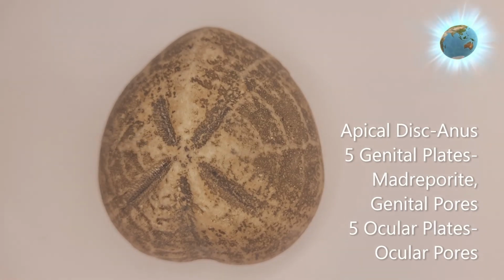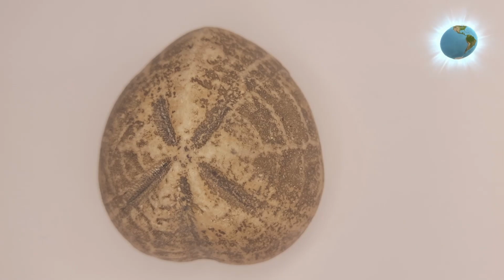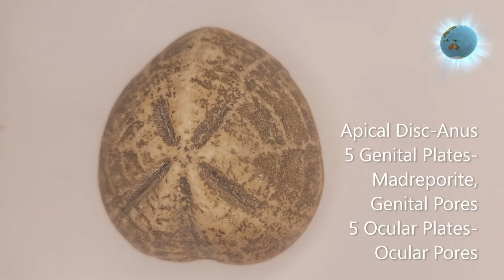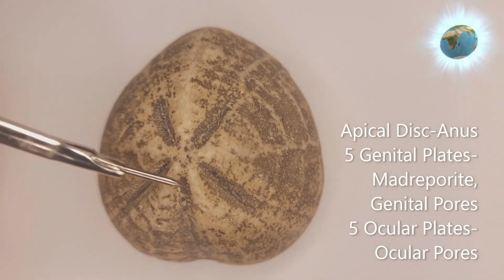The apical system has 5 genital plates and 5 ocular plates. They are placed in alternate position with each other. One of the genital plates is modified. It is porous and its name is madreporite. The details of the apical system are not seen here.